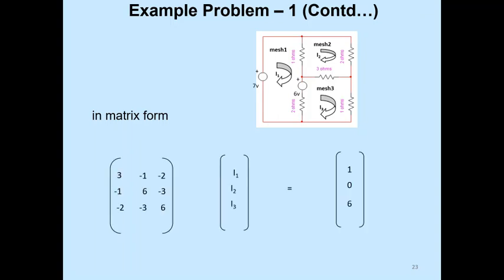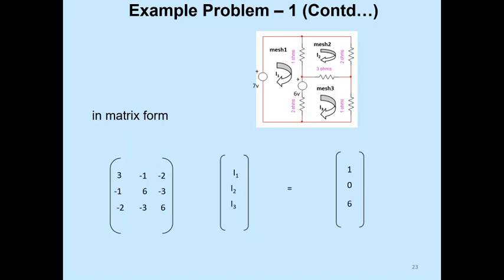See here, that is the matrix form. The impedance matrix is 3, minus 1, minus 2, and minus 1, 6, minus 3. Third row is minus 2, minus 3, 6, into I1, I2, I3 is equal to 1, 0, 6. So now this is the matrix form. For solving these currents I1, I2 and I3, we have to use Cramer's rule.